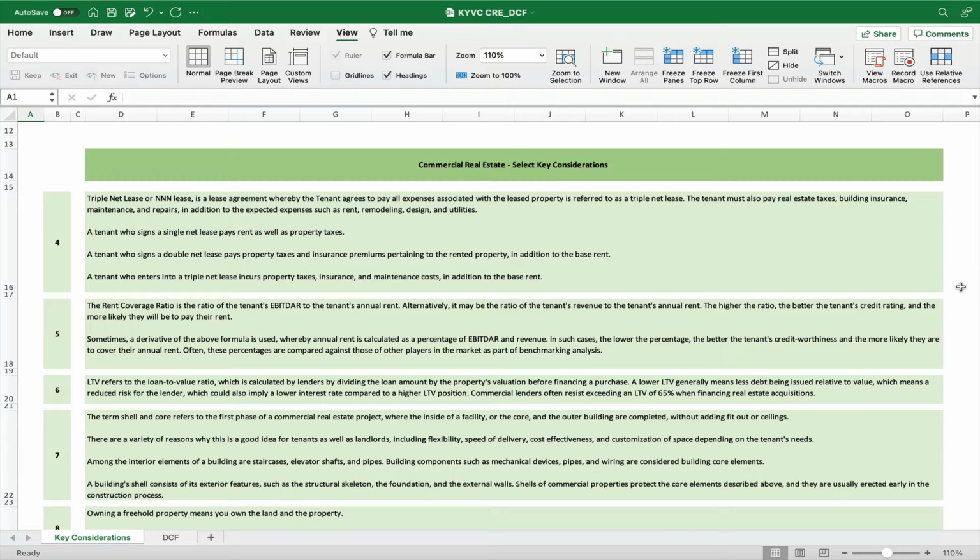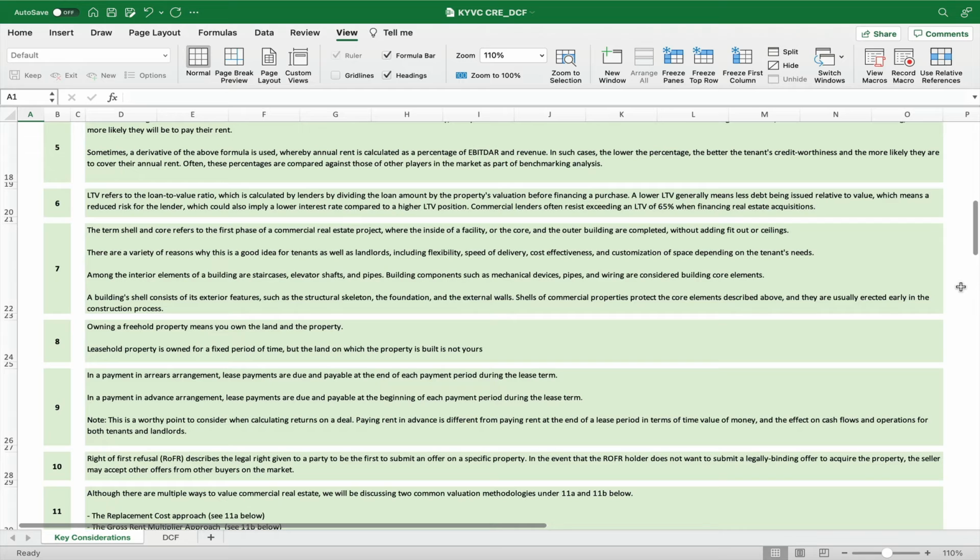And oftentimes, these percentages are compared against other market players just to get an indication of what the norm is. LTV, or loan to value, is another concept that is calculated by lenders mostly, banks typically, by dividing a loan amount you are looking to get from them by the property's valuation. And the easiest example here is in residential real estate. So in residential real estate, the norm is, in order to obtain a mortgage to purchase a house, you need to put 20% in equity. You need to put 20% of the value of the house in equity. And the bank would fund 80%. That 80% is the loan to the value of the house.